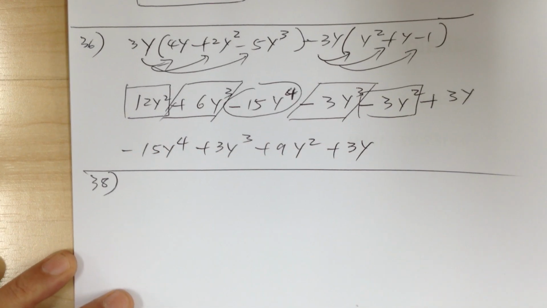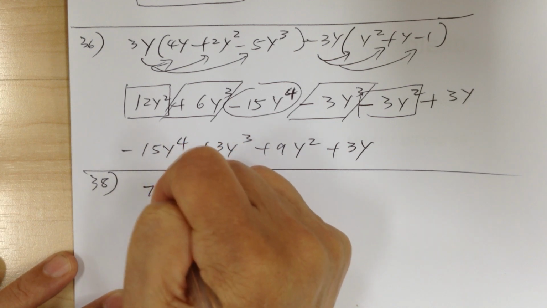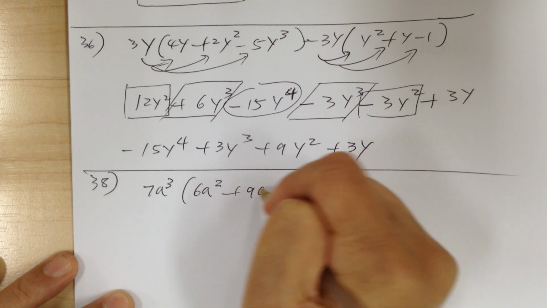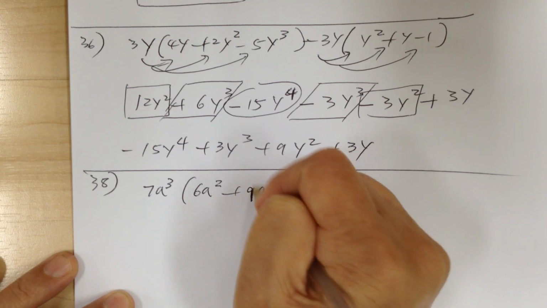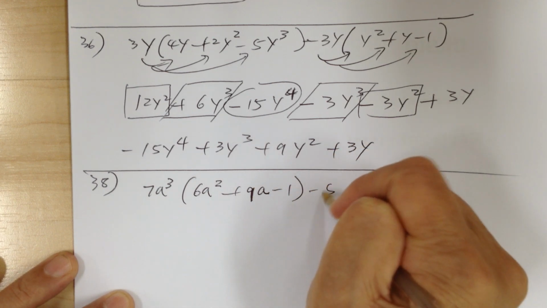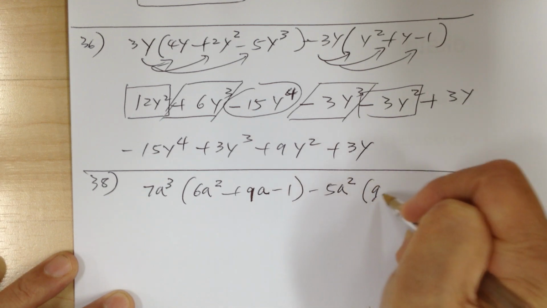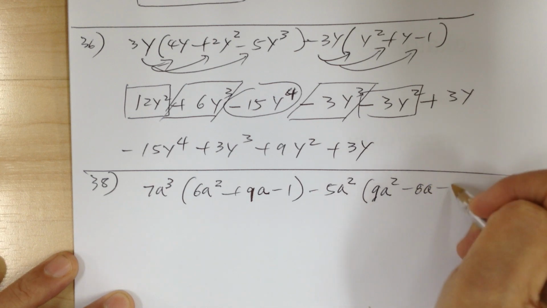Okay, number 38. So you've got 7a to the 3 times 6a squared plus 9a. And make sure you write carefully. So a has a curved tail and the 9 is straight. Make sure you write so you can read your own handwriting. Okay, so 5a squared times 9a squared minus 8a plus 3.